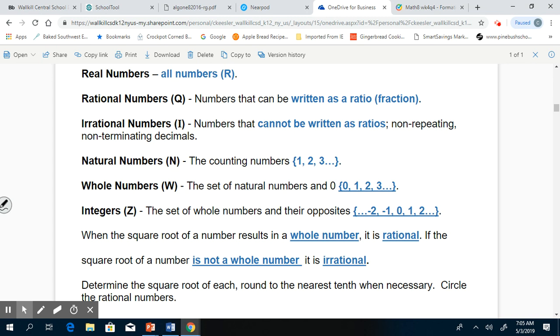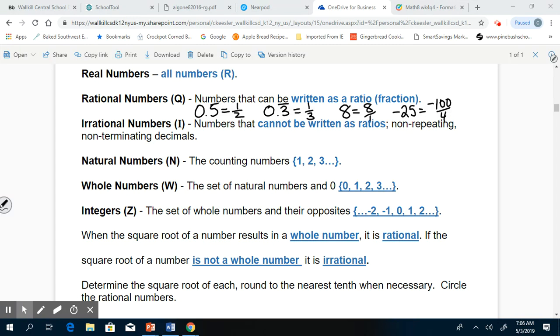Those are numbers that can be written as a ratio or fraction. So any number you can turn into a fraction is a ratio. For example, 0.5 is 1/2. It is a ratio, therefore it is rational. 0.3 repeating is 1/3. It is a ratio, therefore it is rational. The number 8 can be written as 8/1. It is a ratio, therefore it is rational. The number -25 can be written as -100 divided by 4. It is a ratio, therefore it's rational.